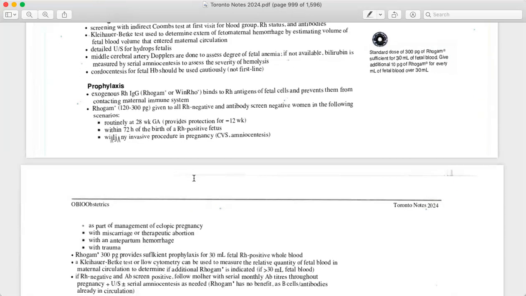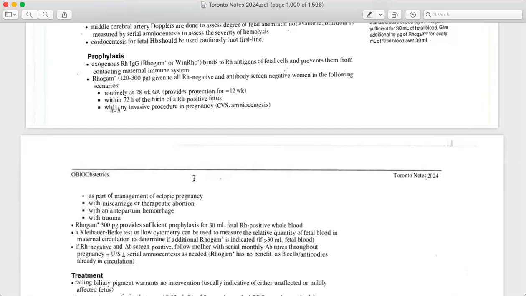If CVS and amniocentesis is done, then you are going to give the Rogam as well. So they can ask you that the diagnostic test is done, what is the one more thing that you would like to do in this case? That thing is basically giving the Rogam. So after CVS and amniocentesis or any other invasive procedure, you are going to give the Rogam.